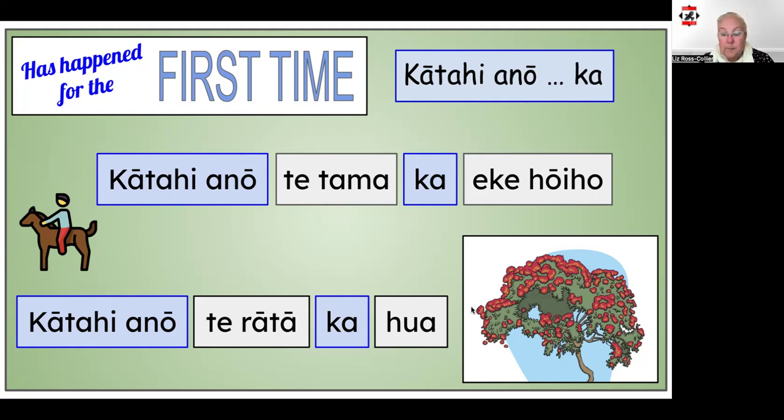I suppose it really depends on the subject of the conversation, how you would translate that. The second example, Kātahi anō te rata ka hua. The rata tree has flowered for the first time. In the context of the tree flowering, it's fair to assume that in this instance, Kātahi Anō Ka is referring to something that's happened for the first time. Kātahi anō te rata ka hua.